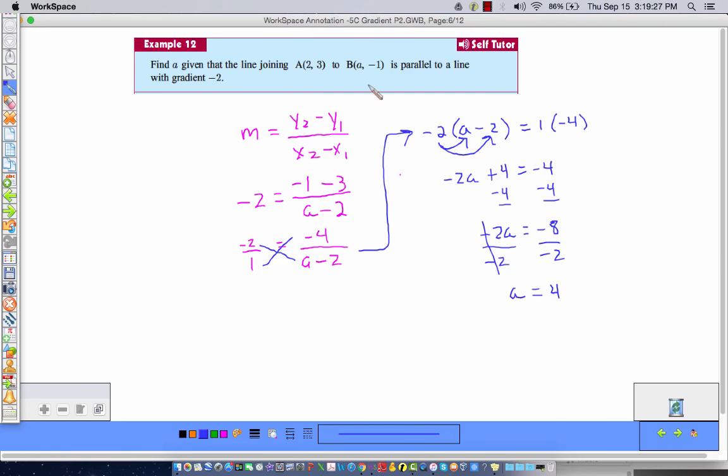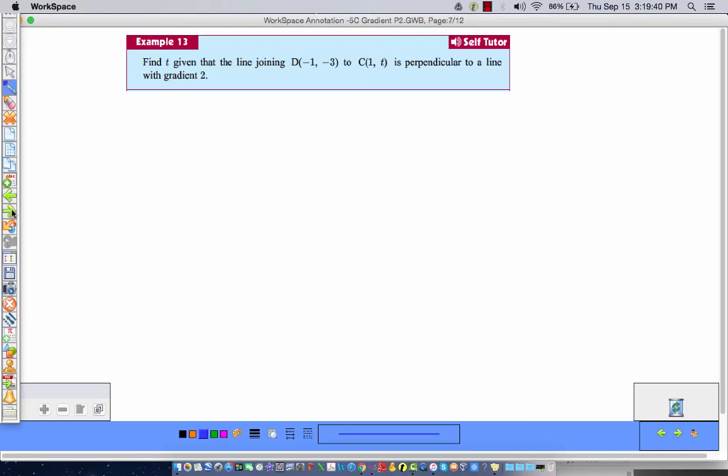So that means when a equals 4, the line through AB is parallel to any line with gradient of -2. It also means the line AB must have a gradient of -2. Next example, last example: find t, given that the line joining D and C, which includes the point T right there, is perpendicular, not parallel, but perpendicular to a line with gradient of 2. So remember, perpendicular, and that is the symbol for perpendicular. Then we don't have to write this word all the time.